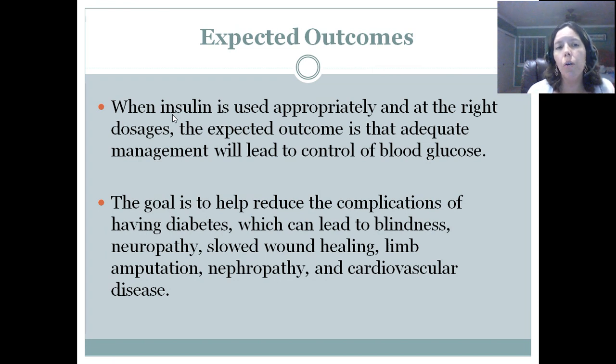So when insulin is used appropriately and at the right dosages, the expected outcome is that adequate management will lead to control of blood glucose. Our goal must be to help reduce the complications of having diabetes, which can lead to blindness, neuropathy, slowed wound healing, limb amputation, nephropathy, and even cardiovascular disease.